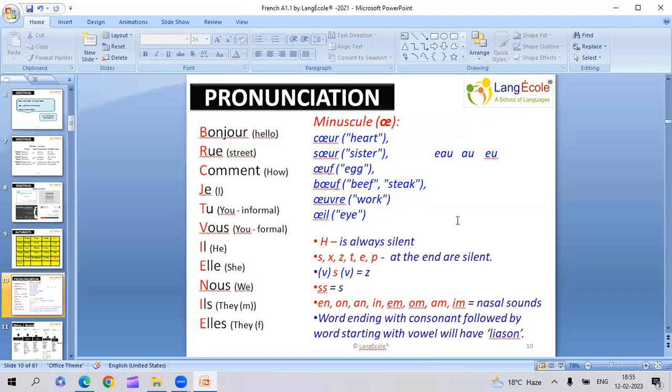Now we'll see some combinations of nasal sounds here.